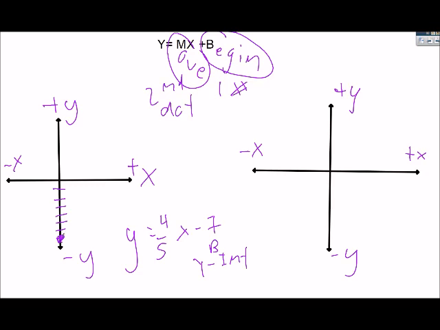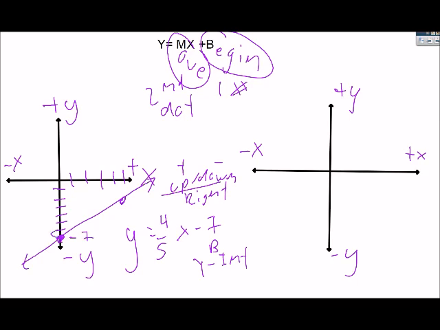So beginning with the dot I have, I'm going to move from it. This is where my slope comes into play. This top number is either up or down. And if it's positive, it's up. If it's negative, it's down. So I have a positive 4, so I'm going to go up 4, 1, 2, 3, 4. And to the right 5. One, 2, 3, 4, 5. And there's my line.